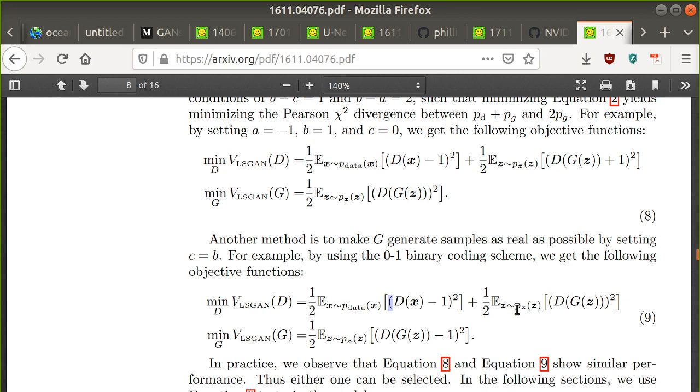There are other tricks which are just too complicated to get into in this session, but they're in the paper if you want to read about them.